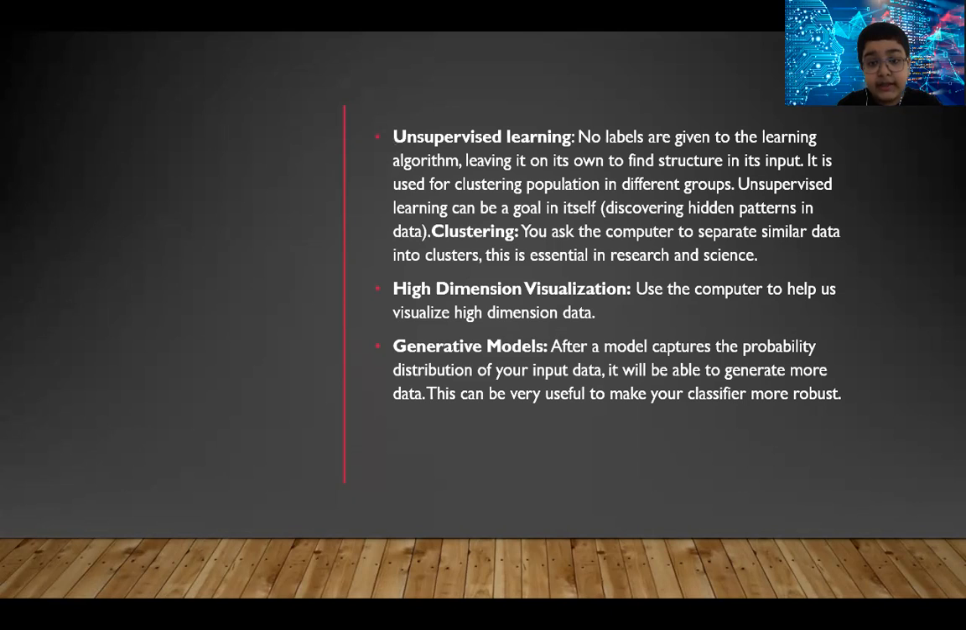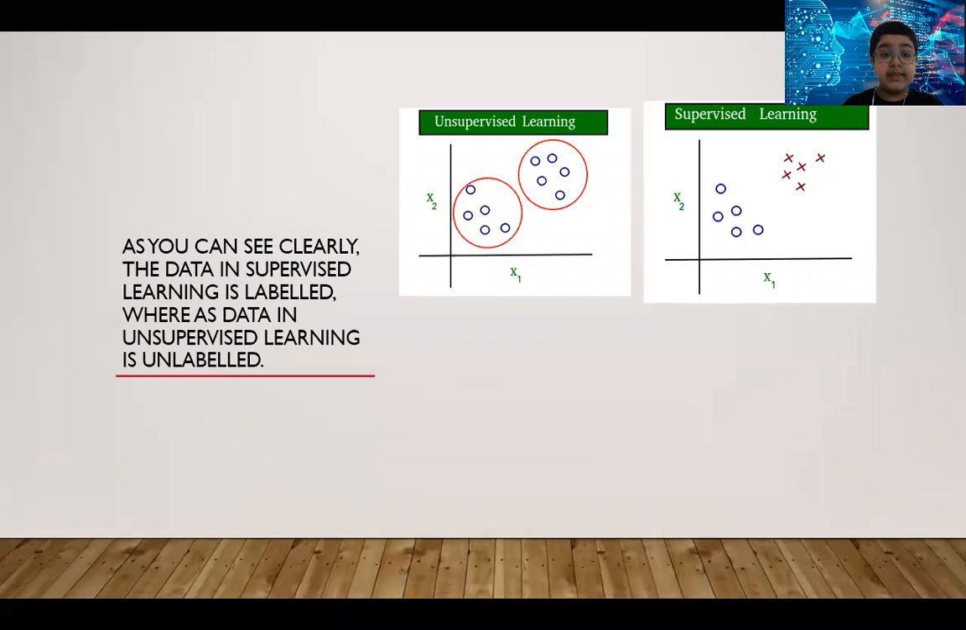High dimension visualization: use the computer to help us visualize high dimension data. Generative models: after a model captures the probability distribution of your input data, it will be able to generate more data. This can be useful to make your classifier more robust. As you can see clearly, the data in supervised learning is labeled, whereas data in unsupervised learning is unlabeled.